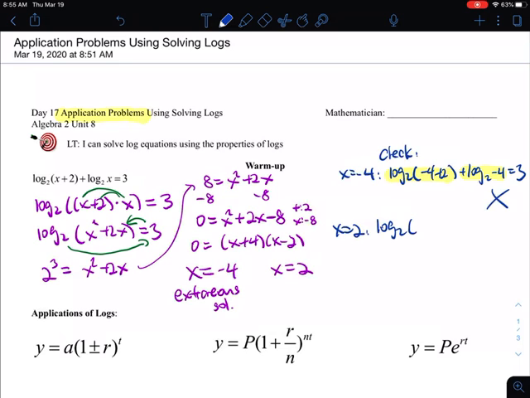But let's go ahead and check x equals 2 as well. So then we have log base 2 of (2 plus 2) plus log base 2 of 2 equals 3. And in this case, we have positive numbers inside, so those are good. So then x equals 2 will be a valid solution.